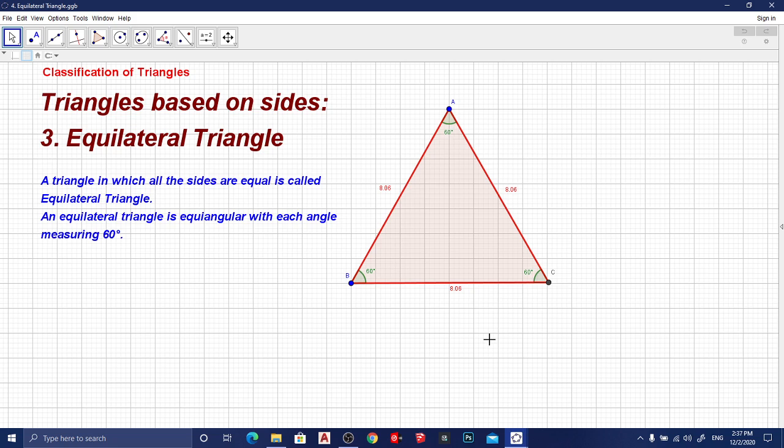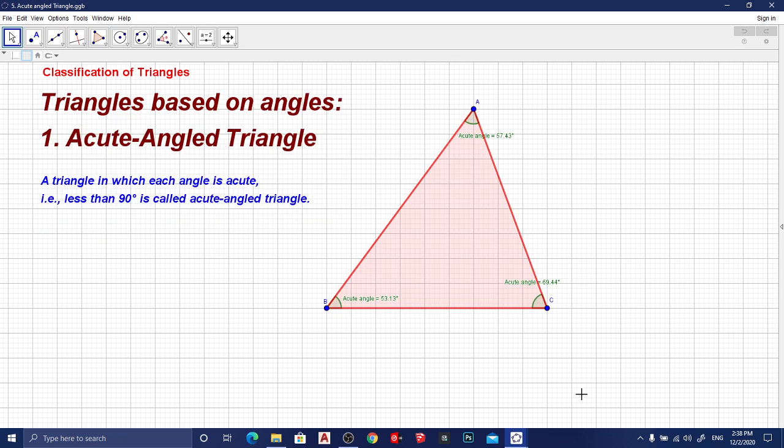Now we are going to learn about the triangles based on the angles. The first one is the acute angled triangle. Normally all the triangles are acute angled triangles, maximum.